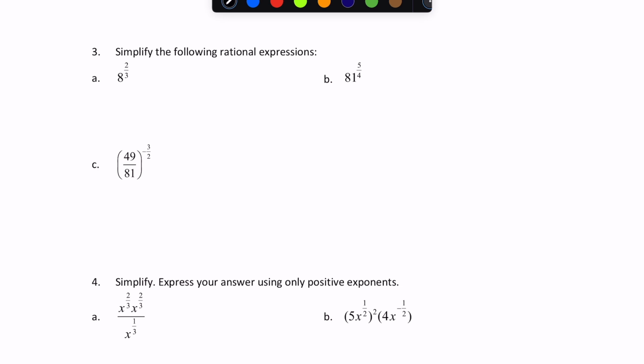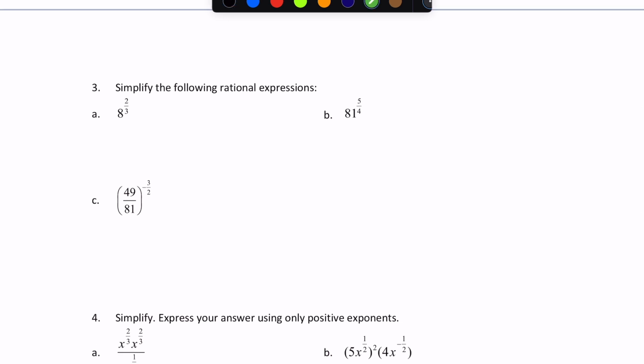And then here it tells us to simplify the following rational expressions. And so if you recall, if we write a to the power of m over n, we can rewrite it as the nth root of a to the power of m, or as well, the nth root of a, to the power of m, like that as well. So let's look at this.